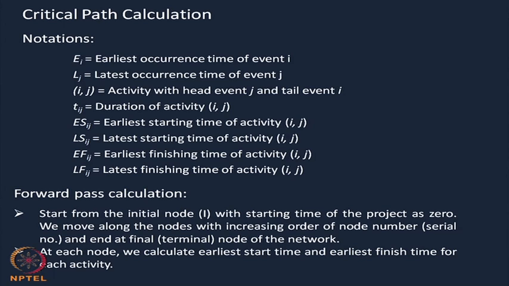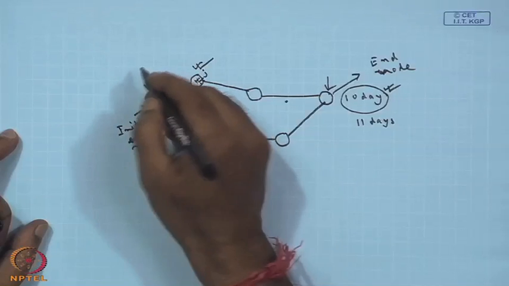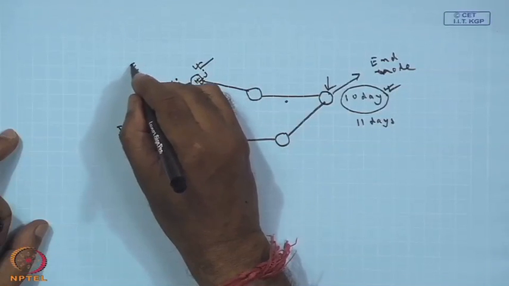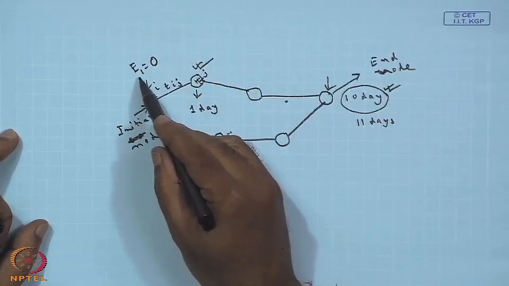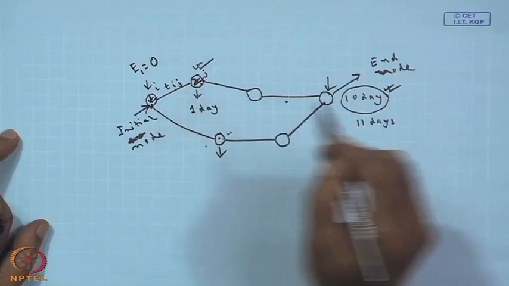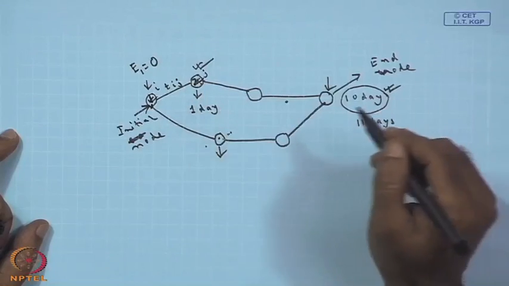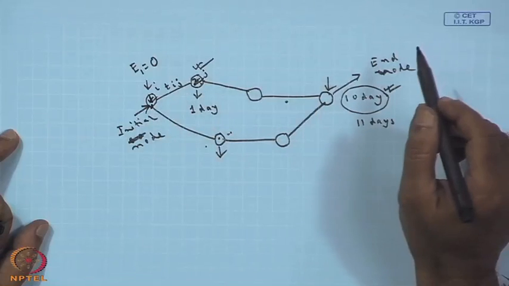Now, what would be the algorithm for this? For the forward pass, step 1: initialize I equals 1 and E 1 equals 0. In the figure, you take this one as E 1 equals 0, so this is your starting one. If this node is 1, say this node is 2, we will see it in the figures. At first I make E 1 equal to 0.